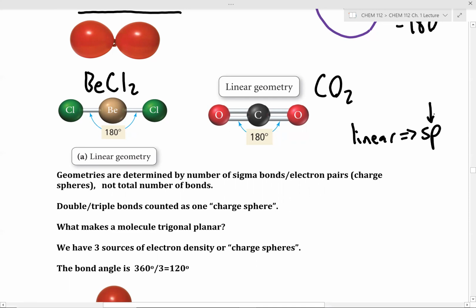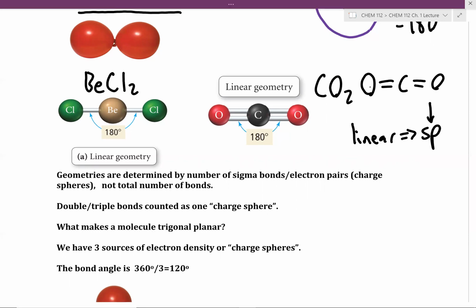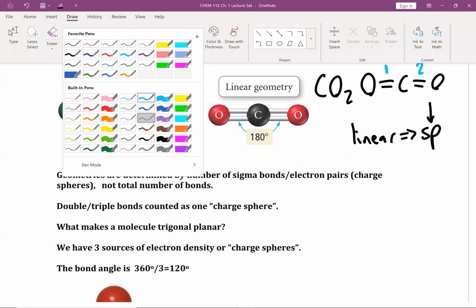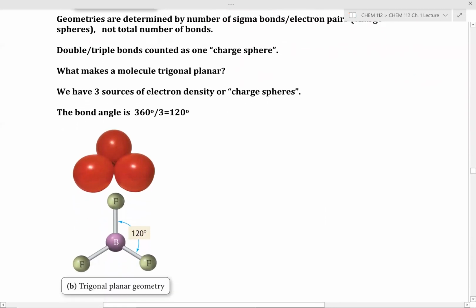Okay, now for carbon dioxide, or CO2, let's really highlight the charge sphere counting. So how many charge spheres are around our central carbon atom? 2. The double bonds are just counted as 1 charge sphere each. 1, 2. Always make sure to keep that in mind. And this matches our model with hybridization, where we count sigma bonds to determine the amount of hybrid orbitals we generate. Okay, let's now move to the next major electron pair geometry and the next major hybridization scheme.